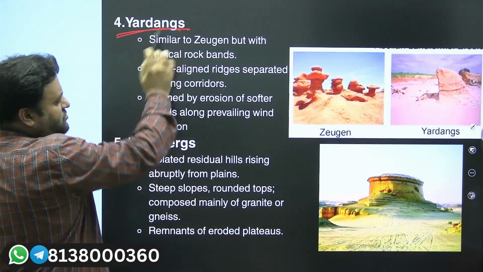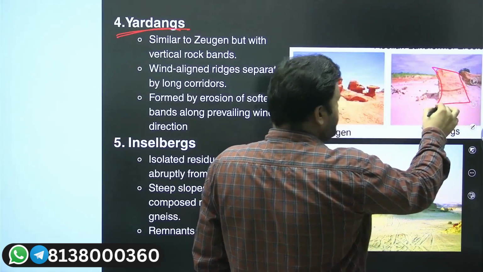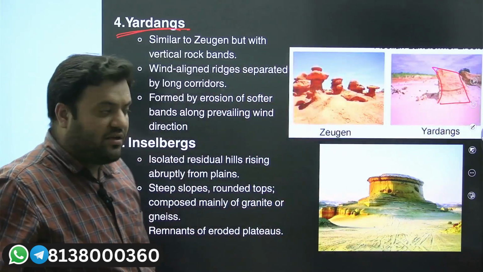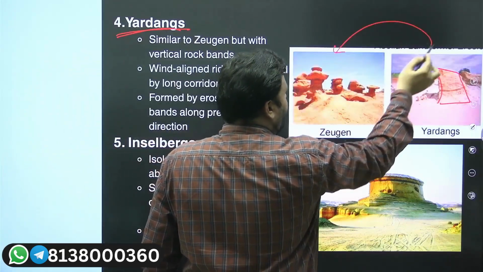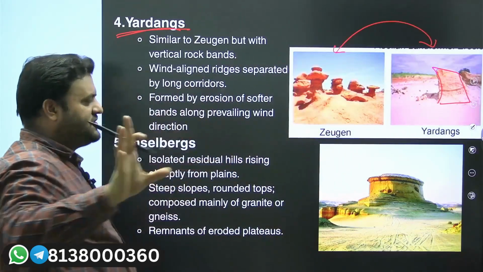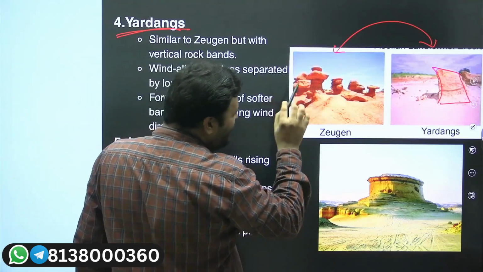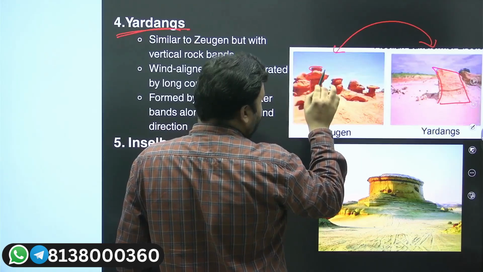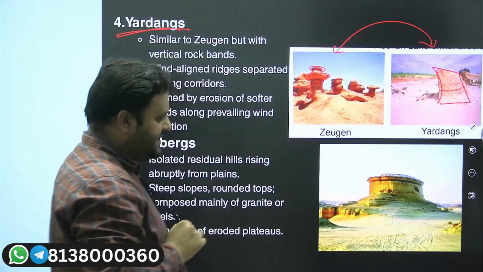Yardangs. If you see one specific shape like this, this specific shape will be called what? Yardang. What is a Yardang? A Yardang is similar to a Zeugen. There is not much difference between the Zeugen and the Yardang. Now, if you want to say whether they are mushrooms, yes, they can be a mushroom, you can say.